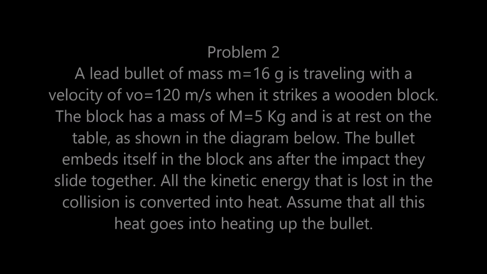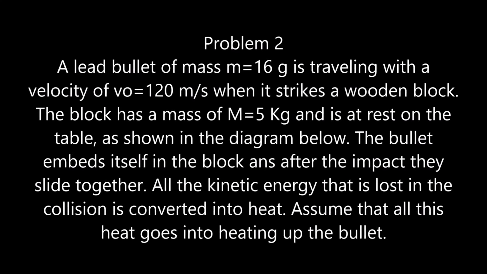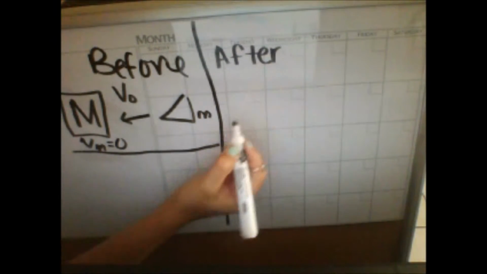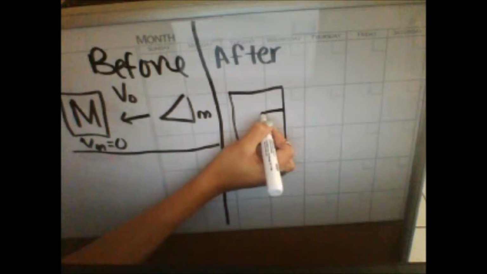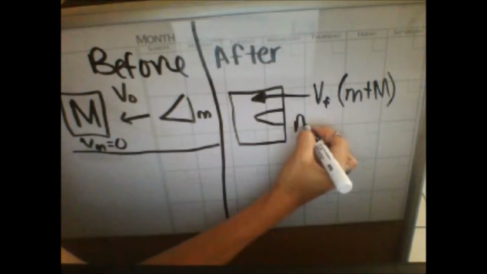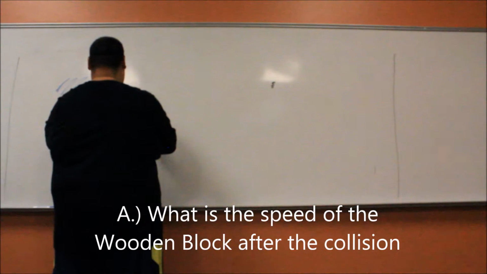A lead bullet with a mass of 8 grams is traveling with a velocity of 120 meters per second when it strikes a wooden block. The block has a mass of 5 kilograms and is at rest on the table, as shown in the diagram below. The bullet embeds itself in the block, and after the impact they slide together. All the kinetic energy is lost in the collision and is converted into heat. Assume that all the heat goes into heating up the bullet. What is the speed of the wooden block after the collision?